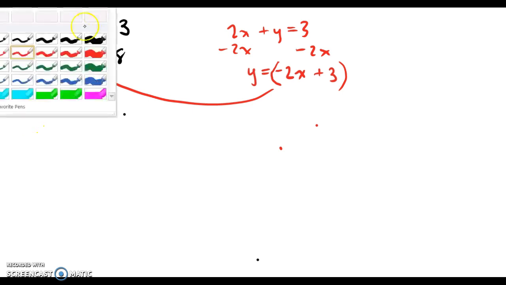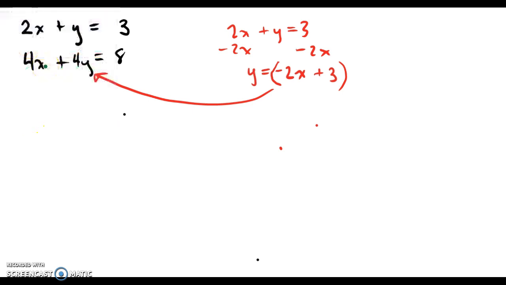So I'm going to switch colors, getting close to Christmas, so let's do a little red and green. I have 4x plus 4 times negative 2x plus 3 is equal to 8. Okay? And now I can solve for x.